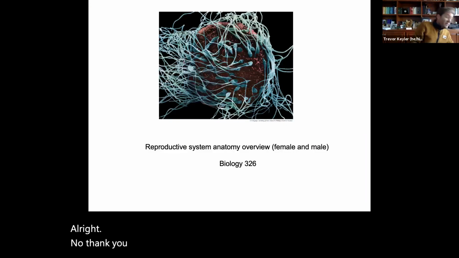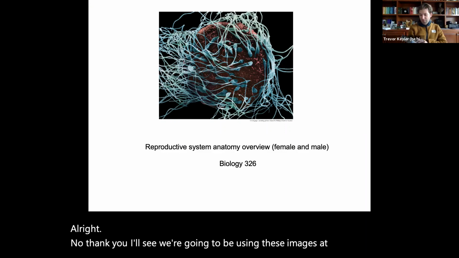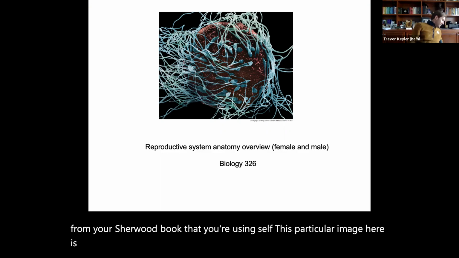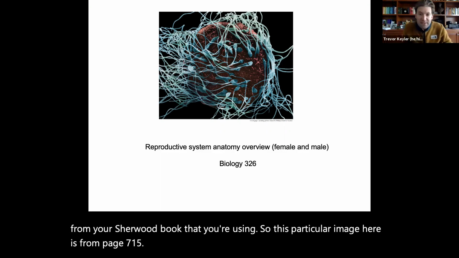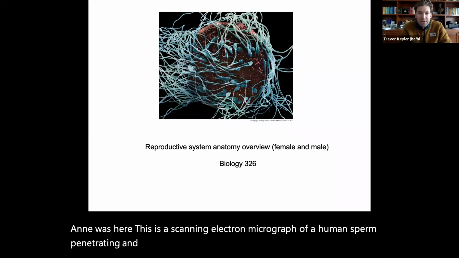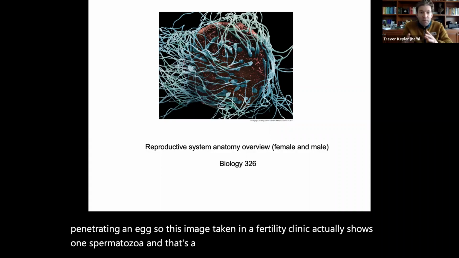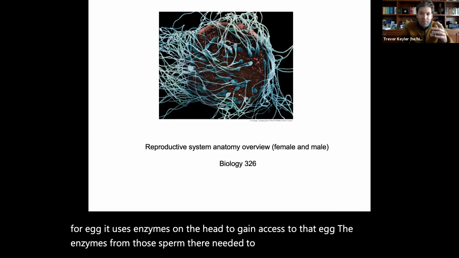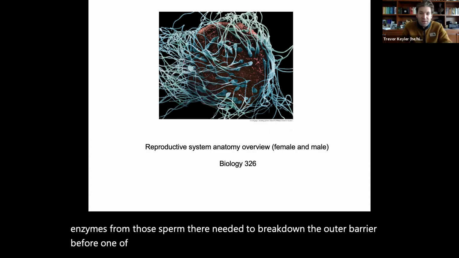We're going to be using images from your Sherwood book. This particular image is from page 715, and it's a scanning electron micrograph of a human sperm penetrating an egg. This image, taken in a fertility clinic, shows one spermatozoon, that's a sperm, penetrating an ovum, that's singular for egg. It uses enzymes on the head to gain access to that egg. The enzymes from those sperm are needed to break down the outer barrier before one of those sperm penetrates into the egg cytoplasm to give us fertilization.